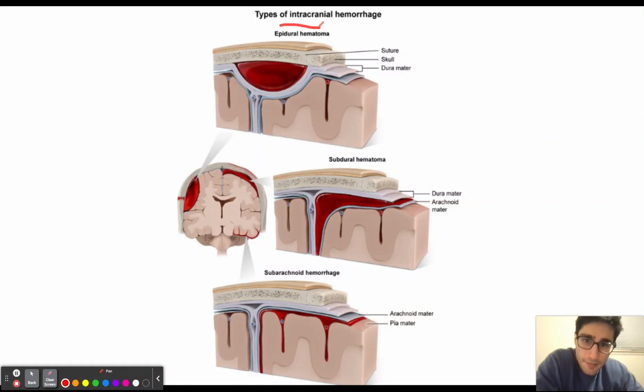Epidural hematoma is not going to cross the suture line, whereas a subdural hematoma can cross the suture line. This is a common finding that we will see on imaging. So, what does this mean? As you can see from the picture, an epidural hematoma is going to be bleeding that is going to occur between the skull and the dural matter.